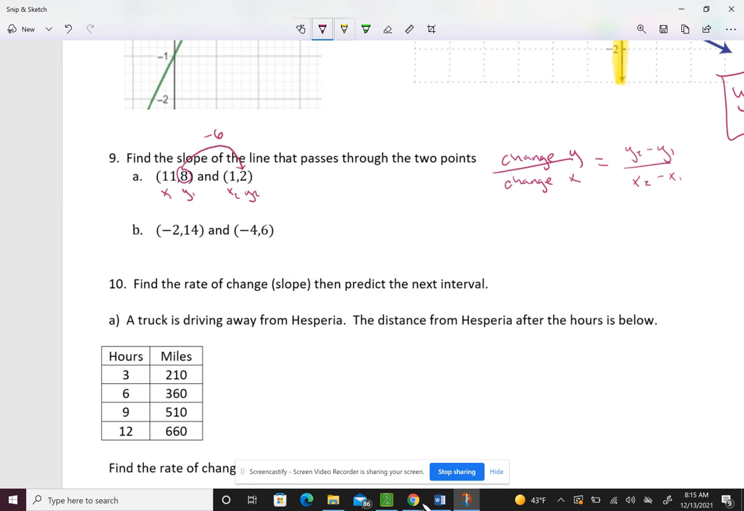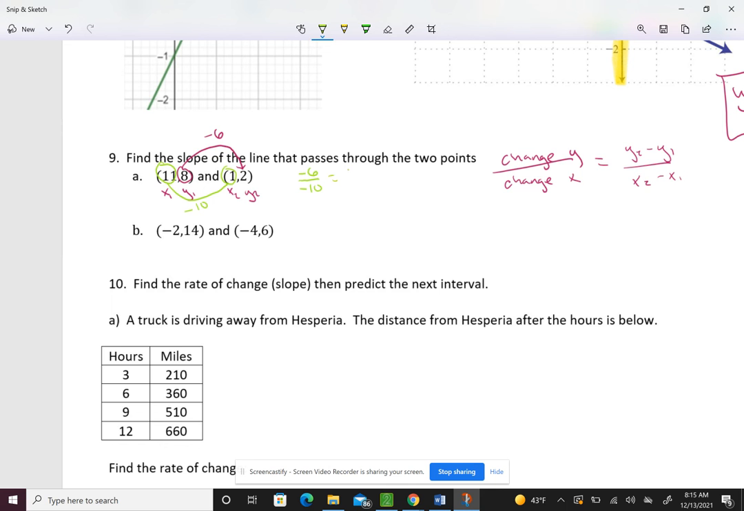And then I would do the exact same thing. This time, how do you go from 11 to 1? To go from 11 to 1, that's minus 10. So now my slope is negative 6 over negative 10, right? The change in y, make sure y is on top, the second number. But once again, we do have to simplify this.